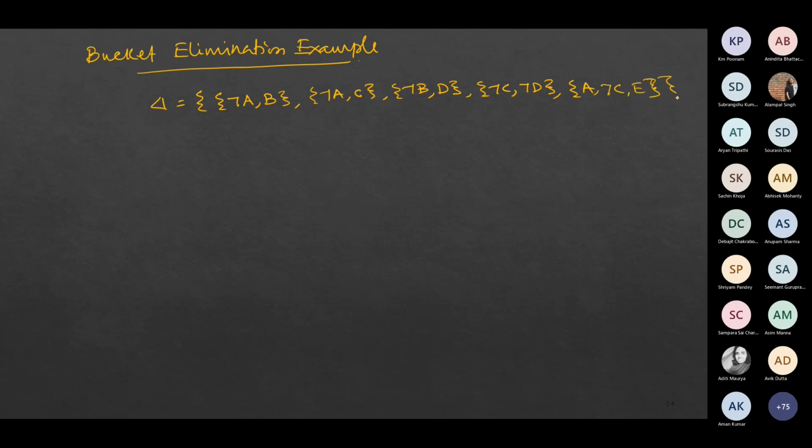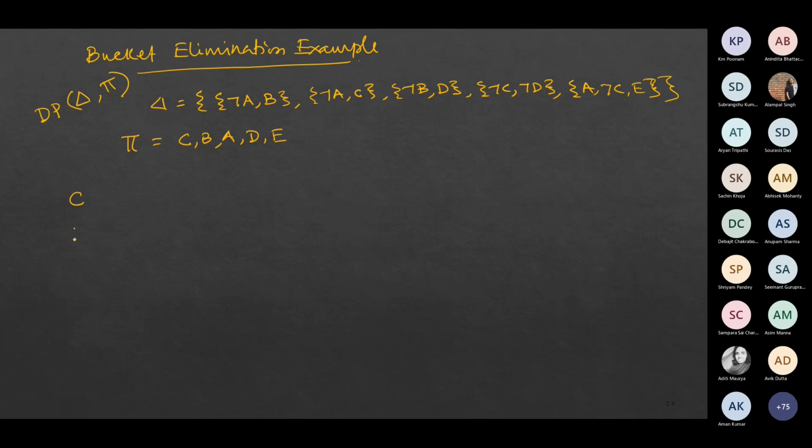So what we need is a pre-decided variable ordering pi. So pi is, let us assume, say, C, B, A, D, E. We could have chosen any such pi. So your algorithm, what are the inputs? The inputs are this delta and pi, right? Now, the first thing that we'll be doing is creating buckets for each variable.